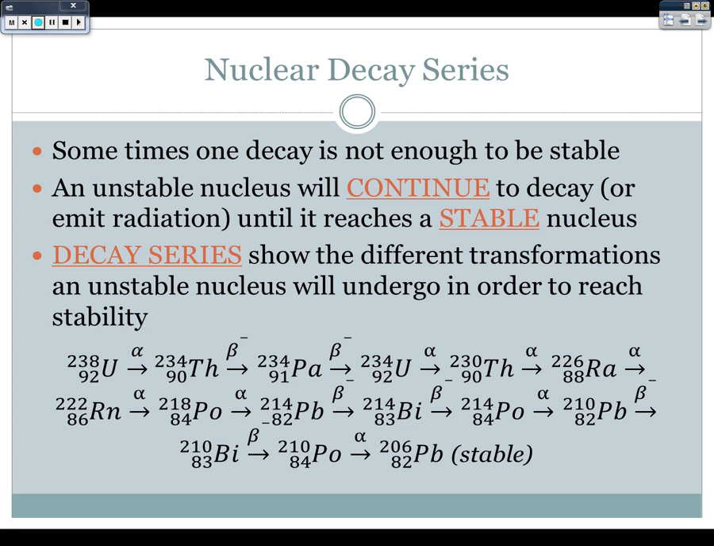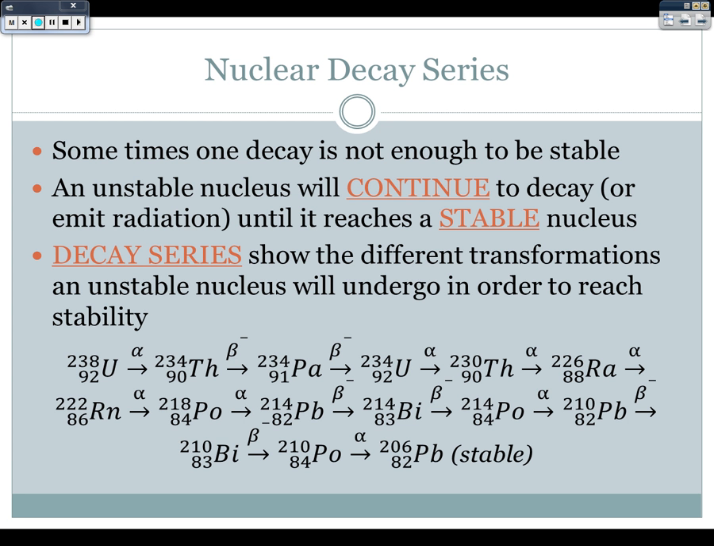Now you'll notice that lead-206 is actually, different isotopes of lead are typically the endpoint for stability, and that's just partially to do with the stability of lead and its ratios of protons and neutrons. But a decay series, again, just shows you the different steps that these elements take to get to stability, and I just want you guys to be able to balance this out.